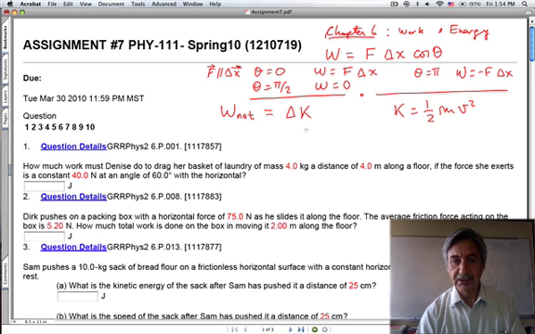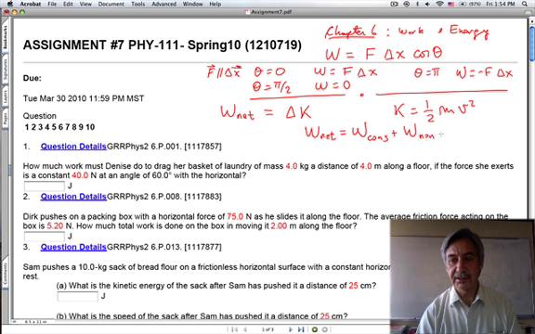In addition to this, the forces can be divided in two groups: they can be conservative forces or non-conservative forces. And the work done by conservative forces is always the change in the potential energy. This is done for the springs and for gravity.